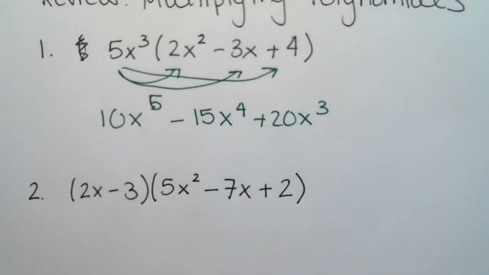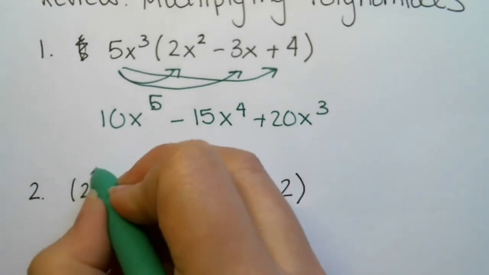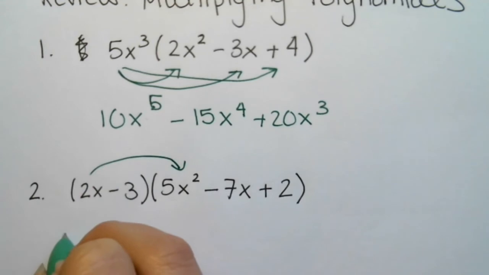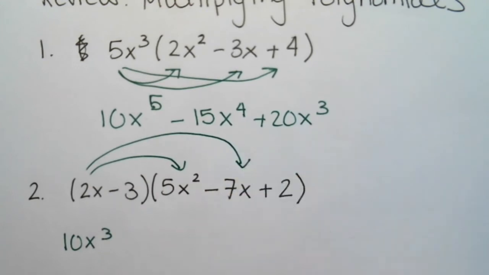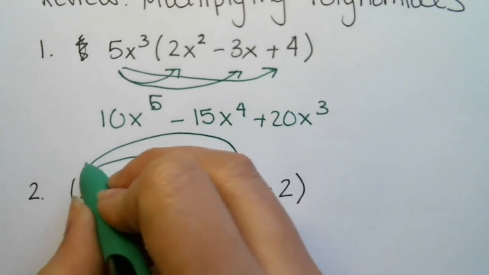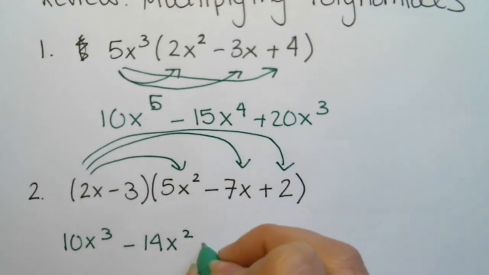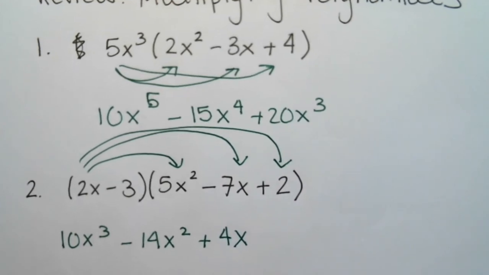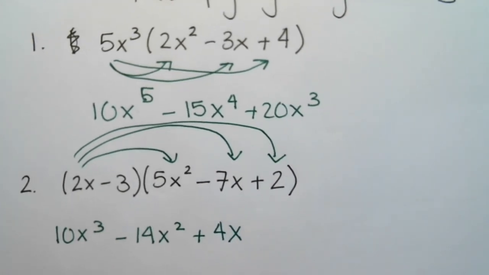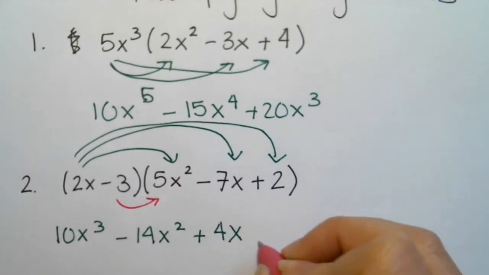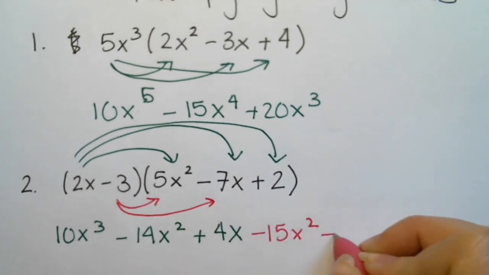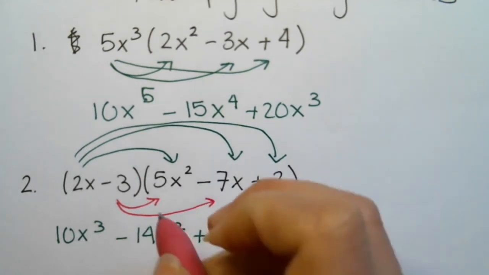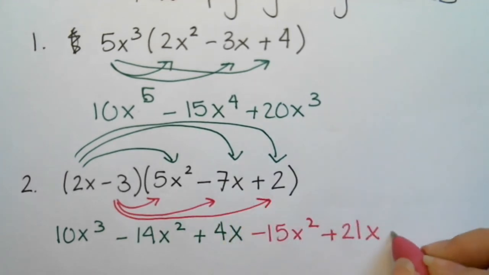We're going to take the first term and multiply it out. So 2x times 5x squared is 10x cubed. Then 2x times negative 7x is negative 14x squared. Then 2 times 2x is 4x. Then I'm going to distribute my negative 3. Here I get negative 15x squared, here I get positive 21x, and here I get negative 6.